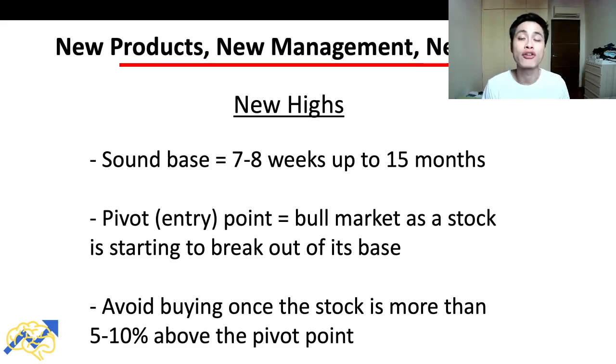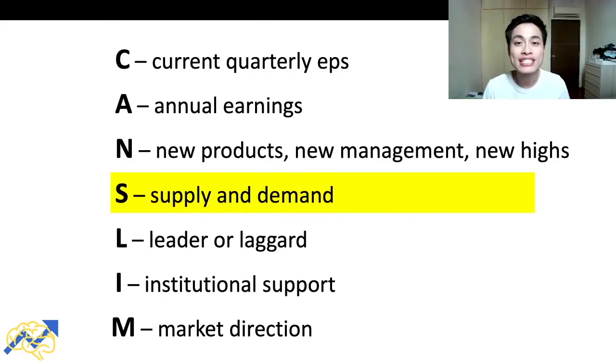If the stock fulfills the criteria in the CANSLIM method and is trading within a sound base and is about to make new highs, this is a potential pivot or entry point. But take note, we want to avoid buying once the stock is more than 5 to 10% above the pivot point. What William O'Neil is telling us is that we do not want to chase the stock. If we have missed the entry point, when the stock has moved up 5 to 10% above the pivot point, we should let that stock go and look for other stocks, or at least wait for another good entry point. The next criteria in the CANSLIM method is supply and demand.